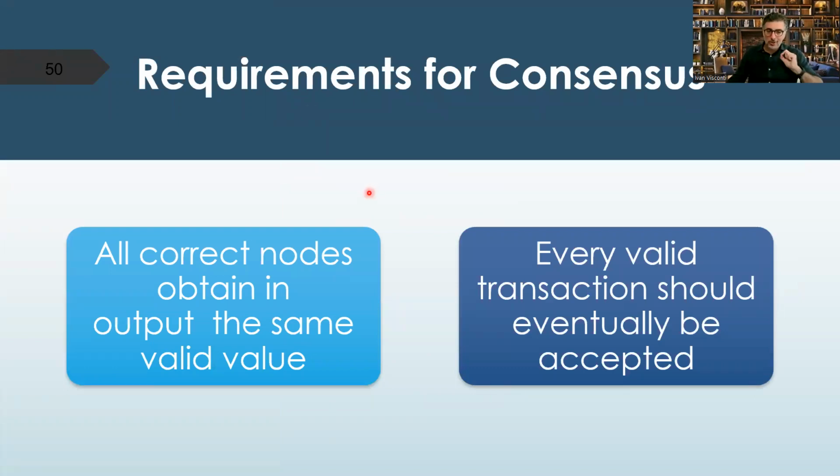We want all nodes to have the same value. This is the consistency, right? We want to see the same information. And we want liveness. We want, eventually, if somebody proposes something, it cannot be discarded if it's valid. If it's valid, it should be accepted eventually.